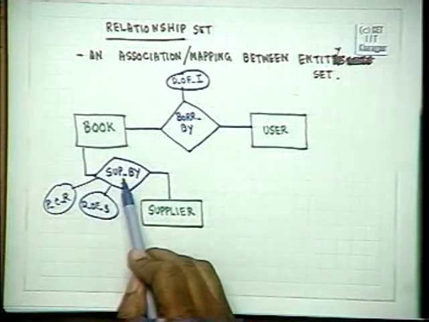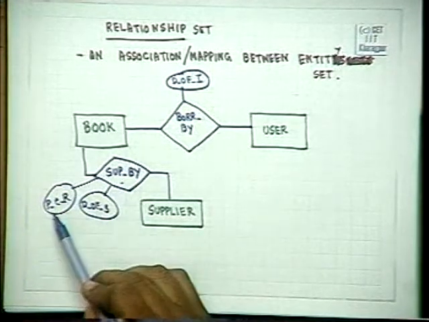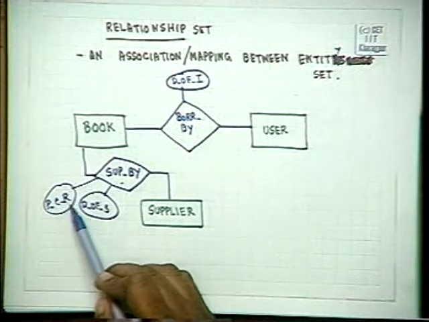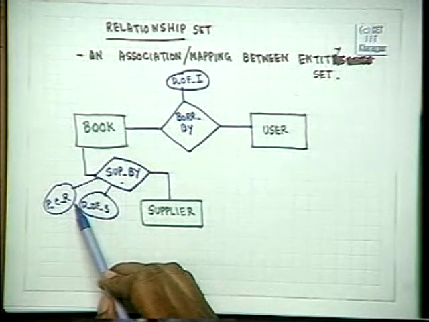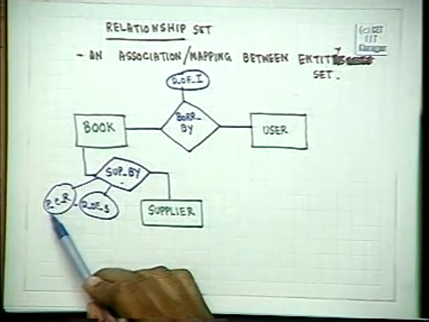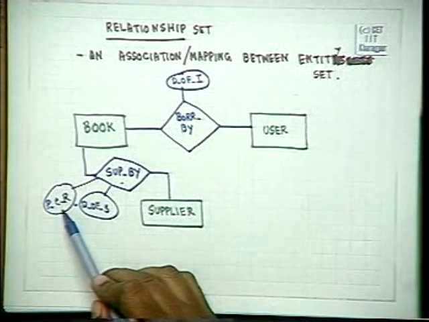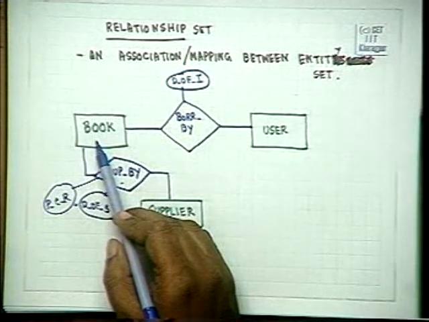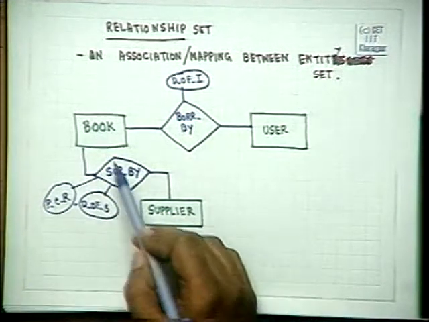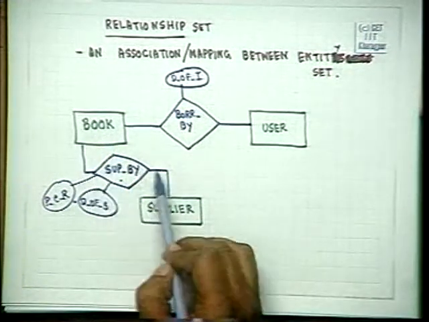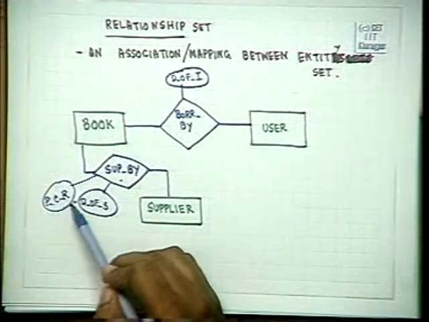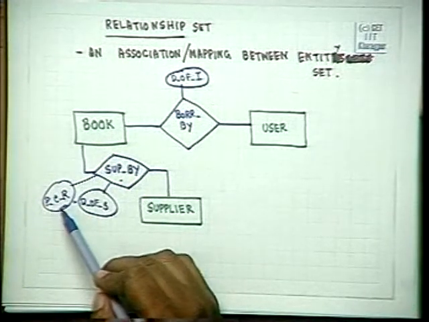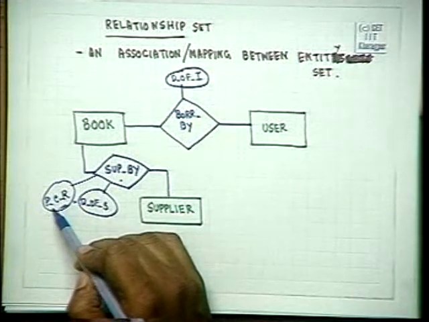Date of supply. This PCR is the price conversion ratio. For example, the dollar to rupee conversion rate. This book will have a price which may be in dollars or in marks. This person has supplied the book at a particular date, and for this supply, what is the price? What is the conversion ratio? What is the actual rupee price?